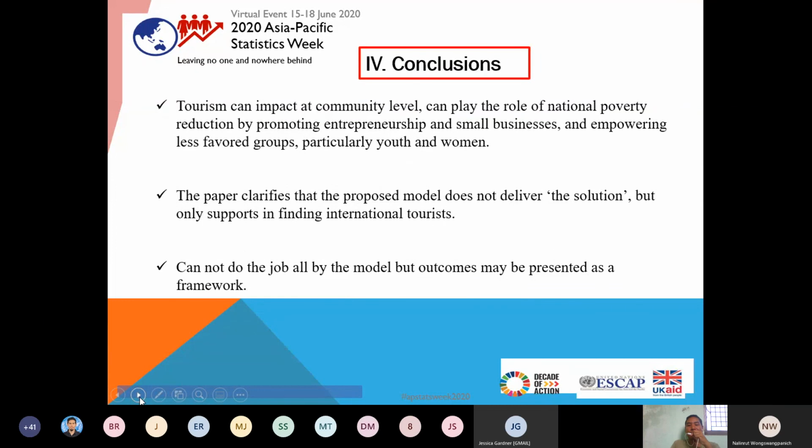Tourism can have an impact not only at community levels, but also plays a role in global GDP. The paper clarifies that the proposed model does not deliver the solution, but is one supporting finding on international tourists. We cannot do the job all by the models, but outcomes may be presented as a framework. It can be used as a framework.